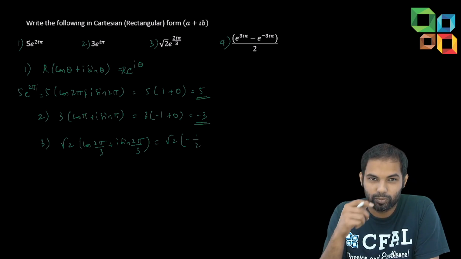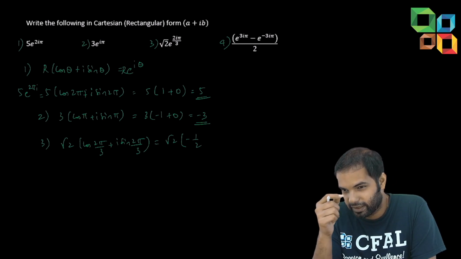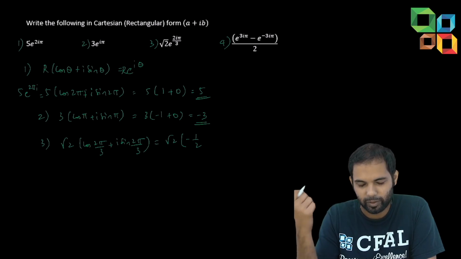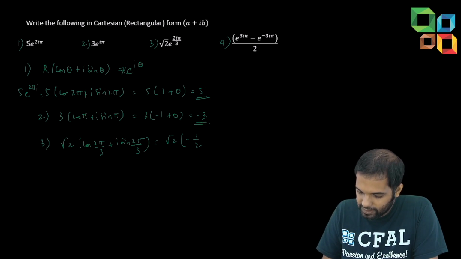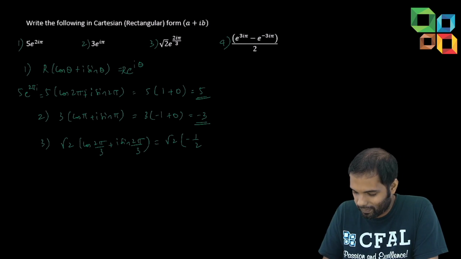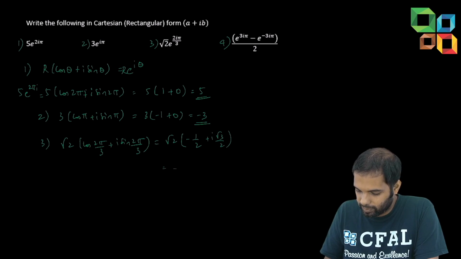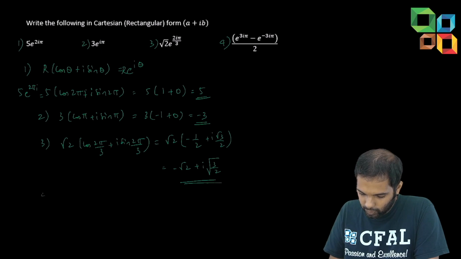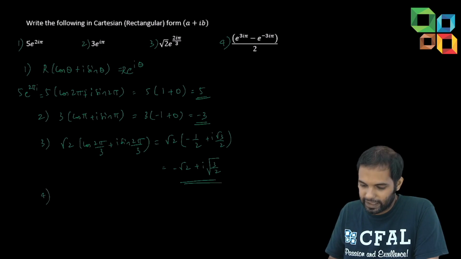So cos pi by 2 is 0, then it comes down: minus half, then minus root 3 by 2. If you want to use your formula, you can use cos of pi minus theta. Anyways, sine of 2 pi by 3 is the same as sine of pi by 3, which is root 3 by 2. So minus half plus i times root 3 by 2. Now you can simplify it by multiplying by root 2, which is root 2 times (minus 1 plus i root 3) by 2. Right? Fourth one, e power 3i pi.